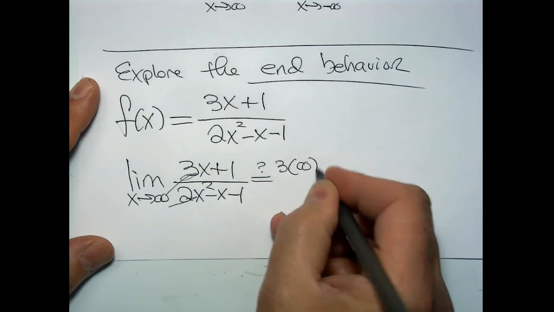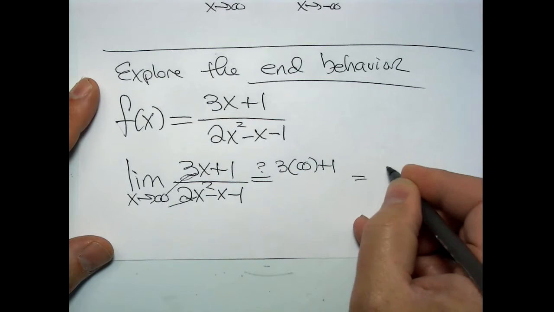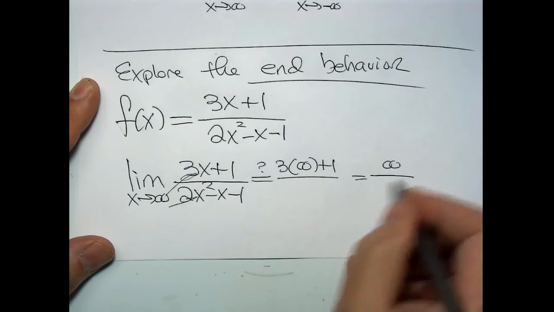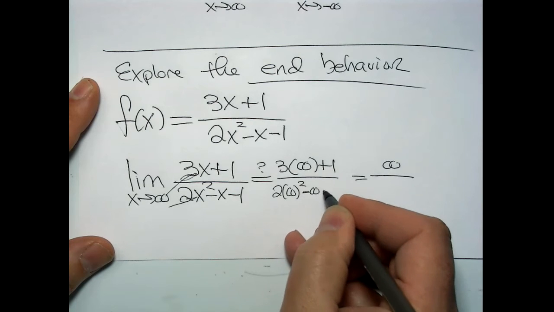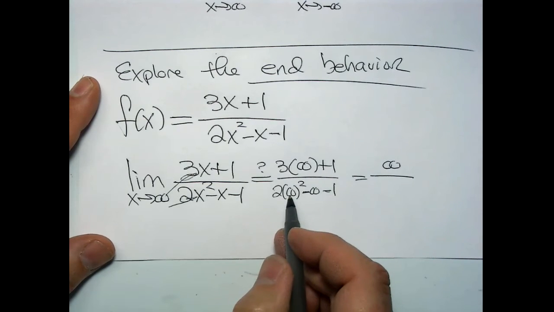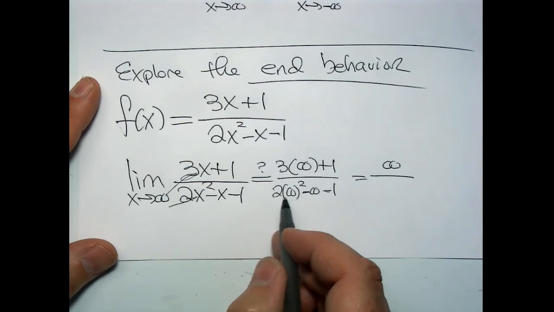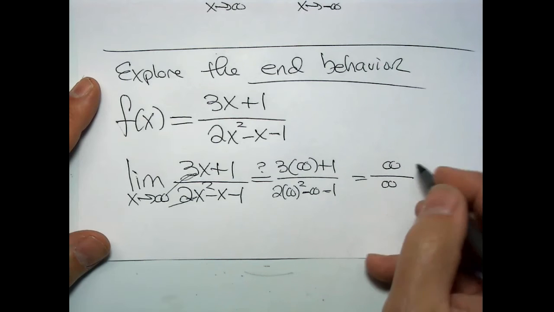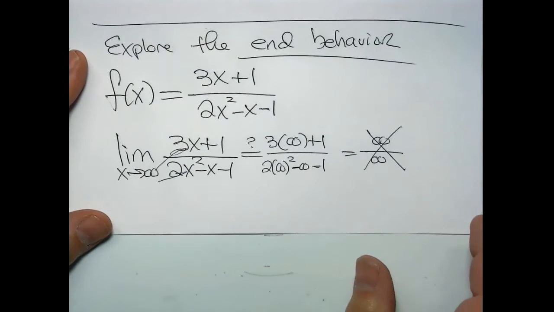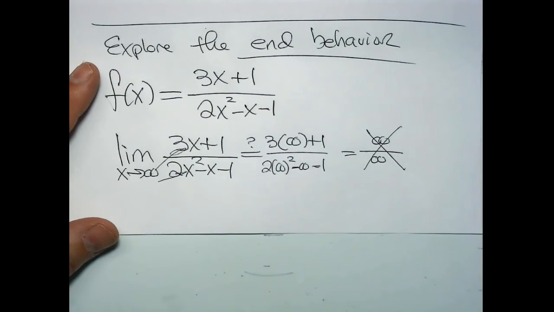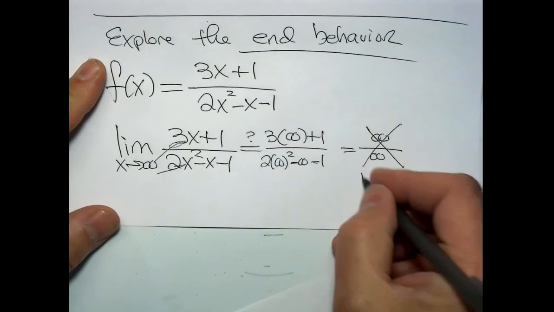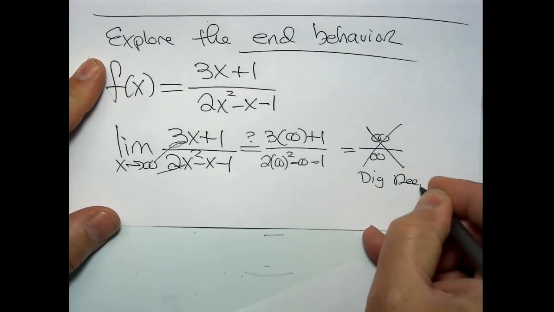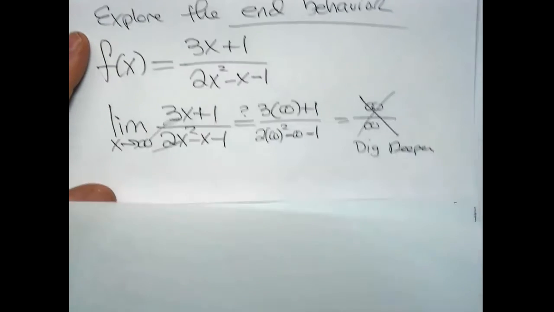So 3 infinities plus 1. Well, that's just infinity, right? And then we get 2 infinity squared minus an infinity minus 1. Well, as soon as you touch infinity, it's pretty hard to get away from it. So we are at infinity, and we know that is never going to be an answer for a limit, 0 over 0 or infinity over infinity. Always a good signal to dig a little deeper into this problem. Dig deeper. Let's find out what's going on with this thing.